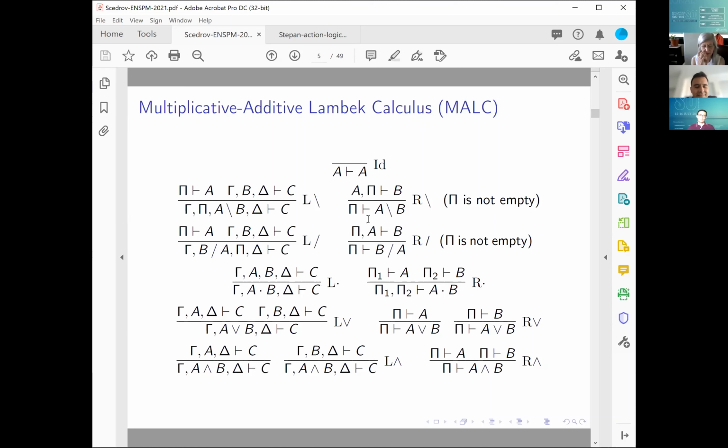This is pretty much a traditional sequent style calculus, Gentzen, et cetera, except that here, there are two issues. One is that to the left of the turnstile, you have a finite list. Okay, not a set like in intuitionistic or classical logic, not a multiset like in linear logic, but a list. So the order matters, okay? And the other important thing is that for the right side rules for division, it is assumed that this context Pi is not empty, okay?